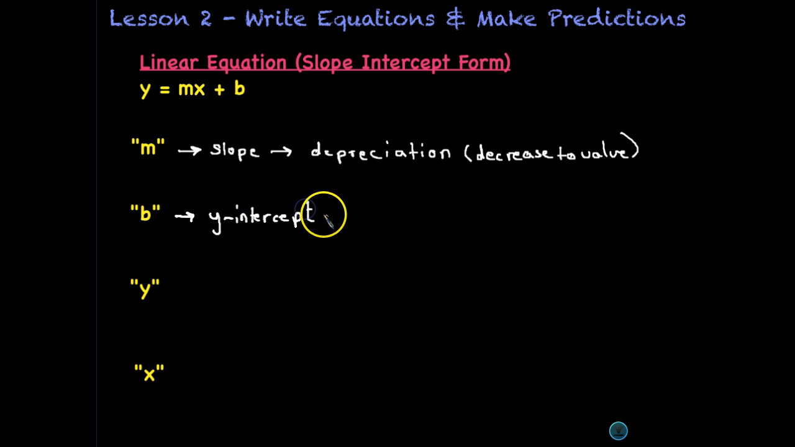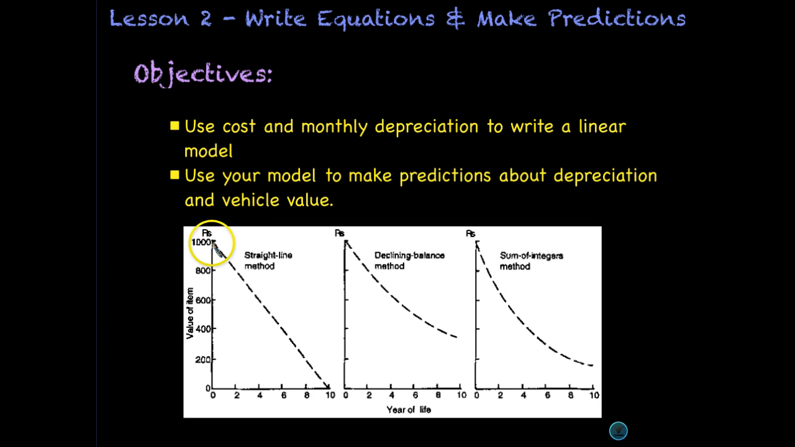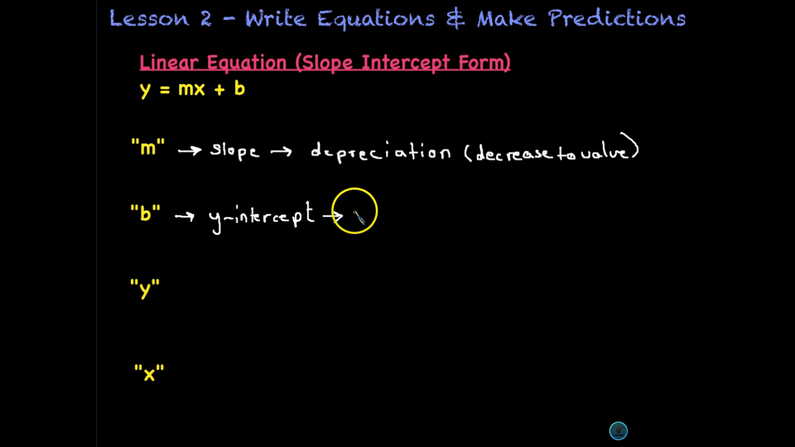If we look back at our graph, what does this y-intercept represent? So our y-intercept is at 0, 1,000. What does that 1,000 represent? That 1,000 represents the cost of the vehicle, the starting point, the initial cost of the vehicle before any time has gone by. So, writing it in terms of depreciation, this is our asset cost or our vehicle cost.